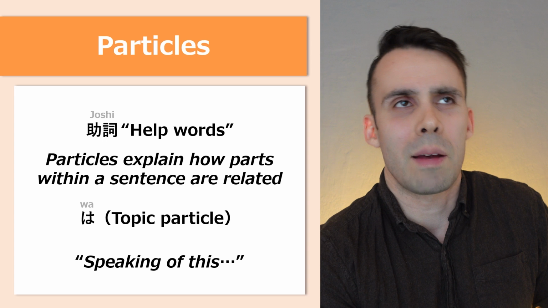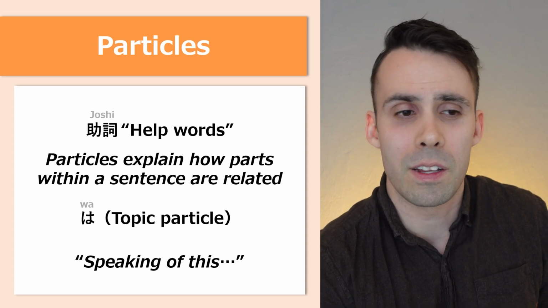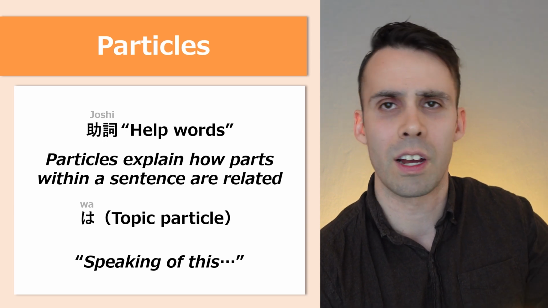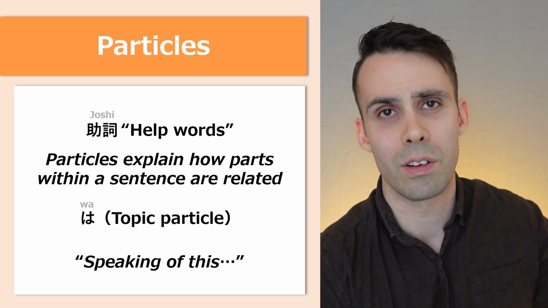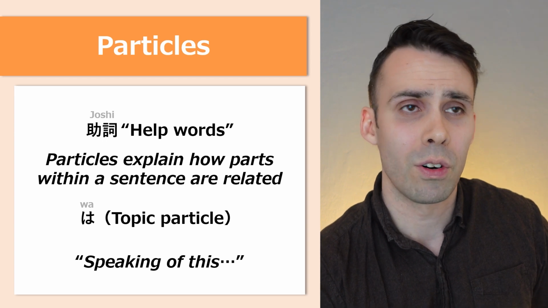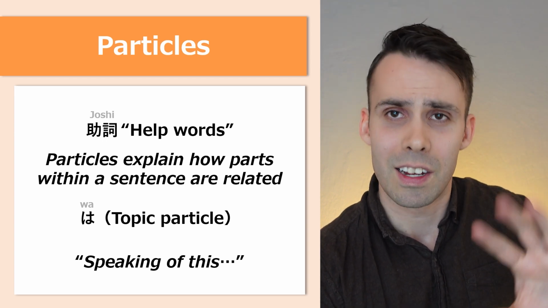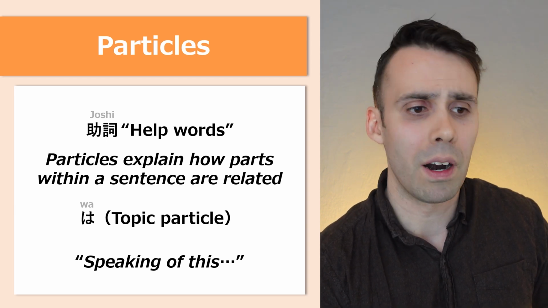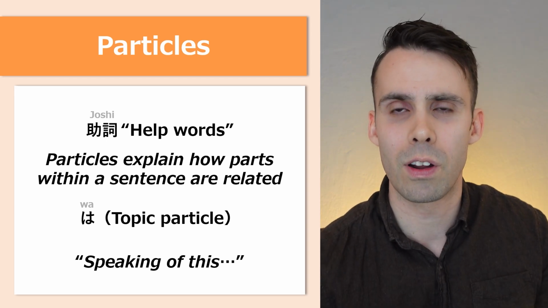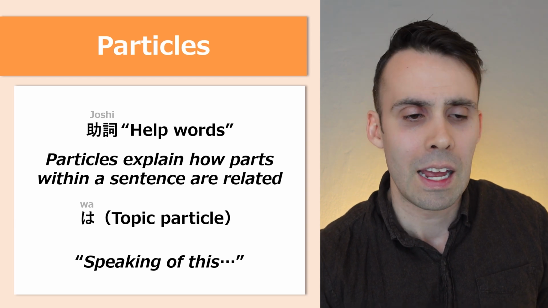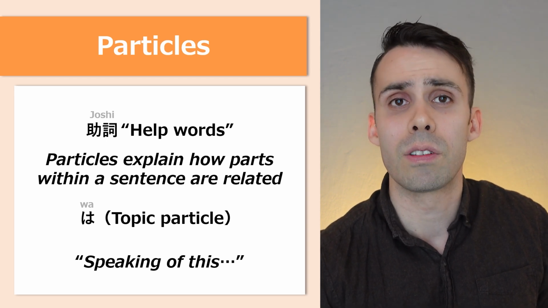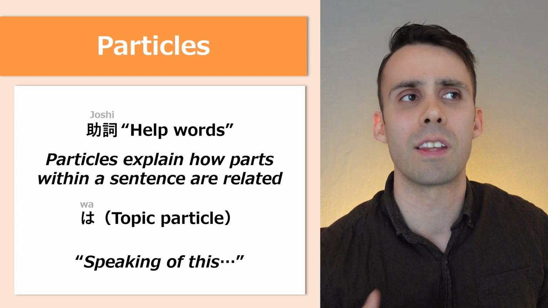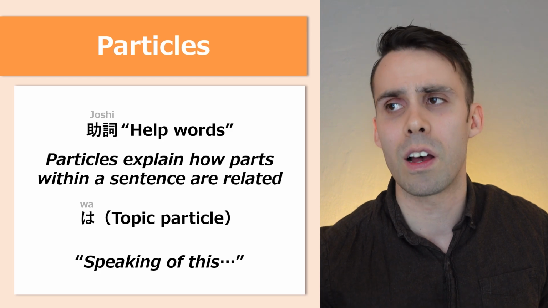So if we look at the Japanese word for particles, it's joshi, which we could translate to help words. The first part of the kanji there is the kanji for tasukeru. And if you watch anime once again, you might have heard something like tasukete, like help me, save me. So these words are there to explain how parts of a sentence are related to one another and how they're all working together. And wa is what is called, in this instance, a topic particle, speaking of something. So watashi wa, speaking of me. Tanaka-san wa, speaking of Tanaka-san.